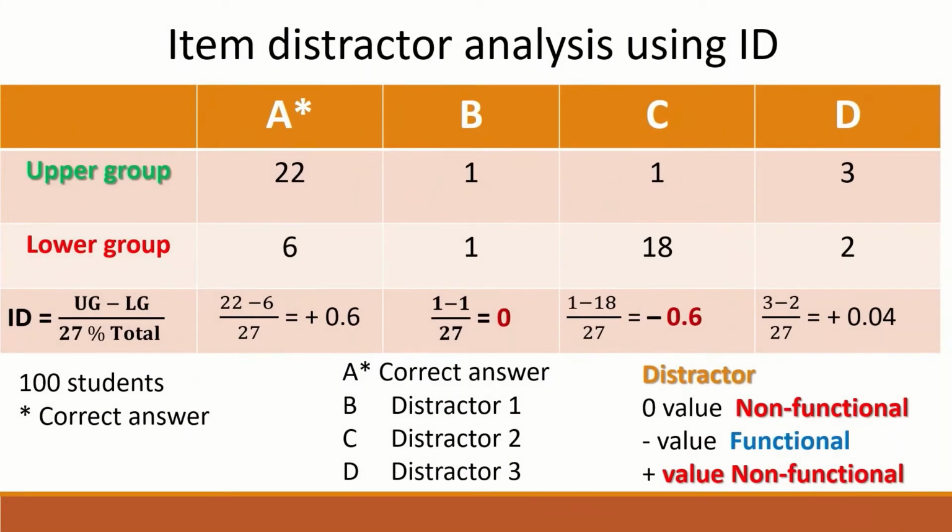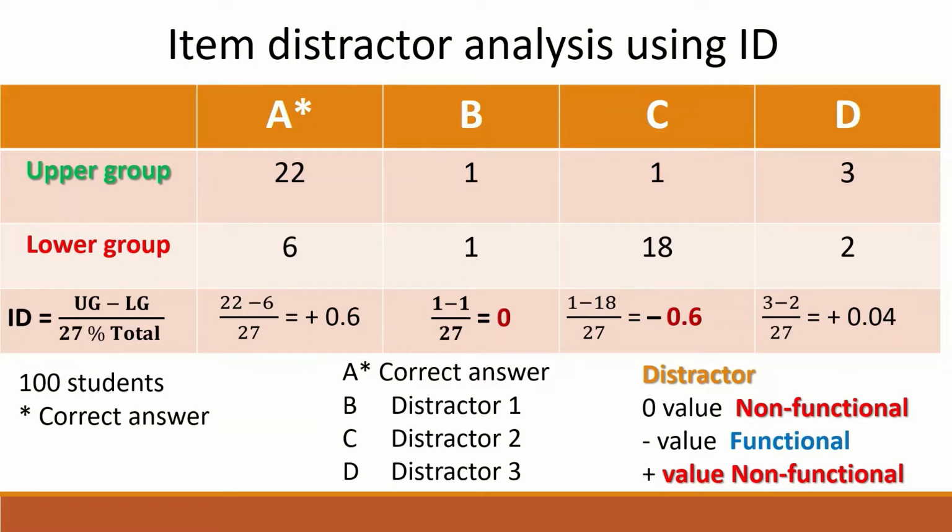Another way to analyze the item distractor is to use the item discrimination following Kelley's method. Here is an example for 100 students answering a multiple choice question that has 4 options. A is the correct answer, and B, C and D are the distractors. To perform this analysis, the total score achieved by each individual student among those 100 students is calculated, and the total scores are arranged from high to low, and based on that total score, an upper group and a lower group are generated.